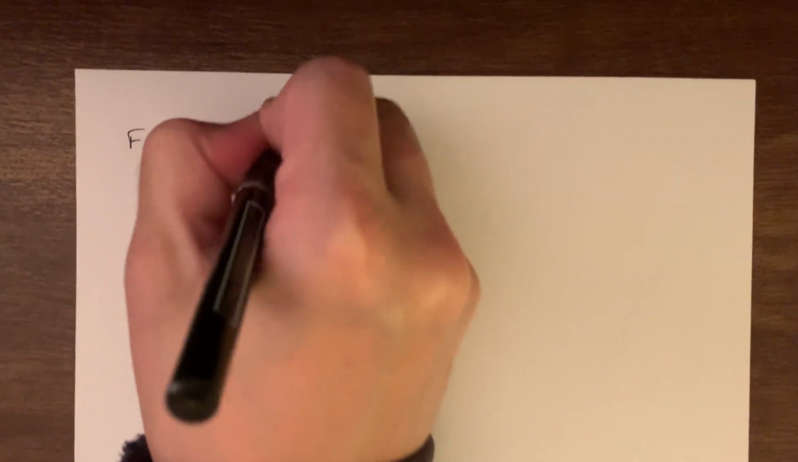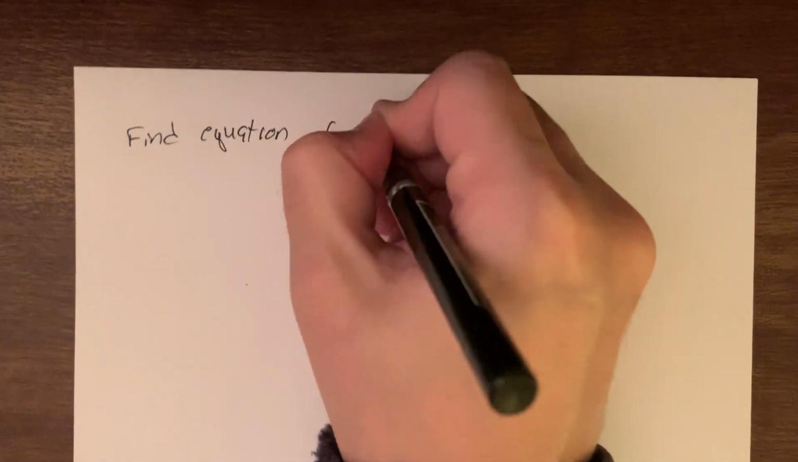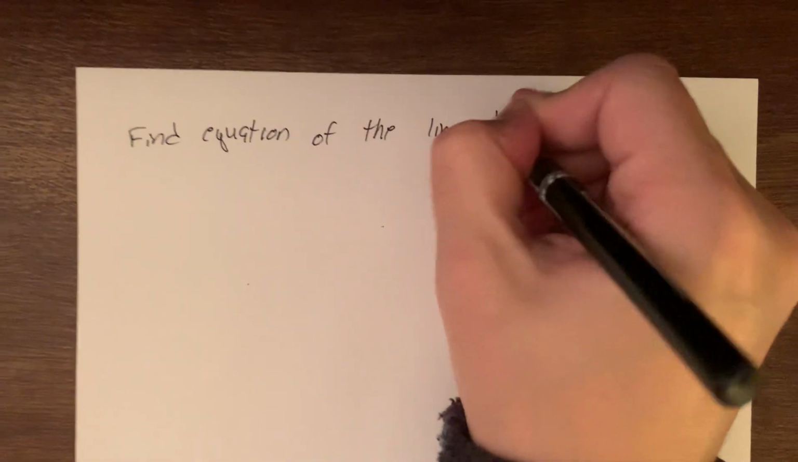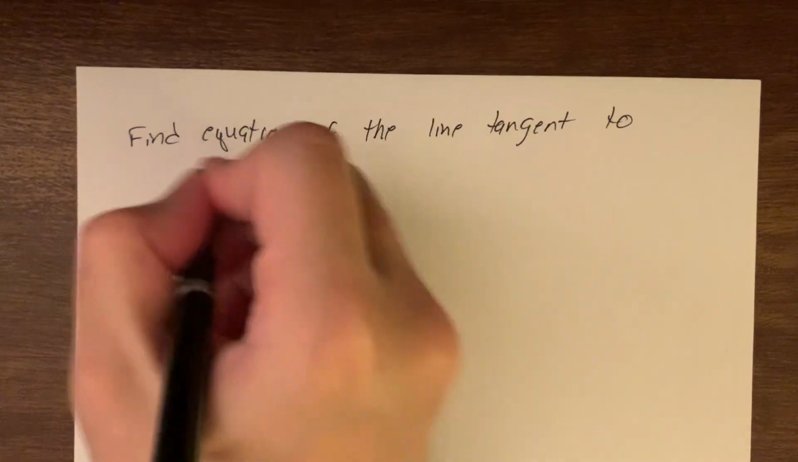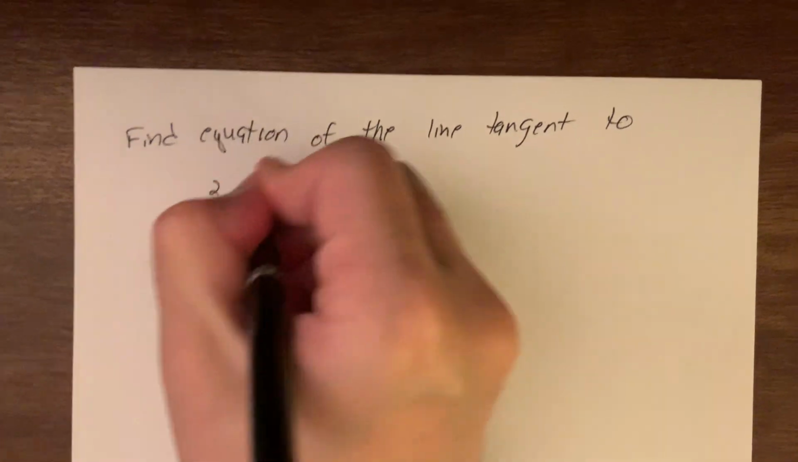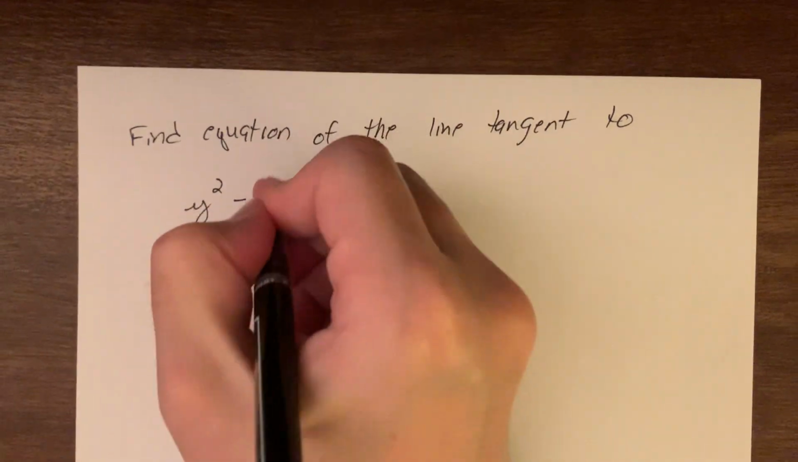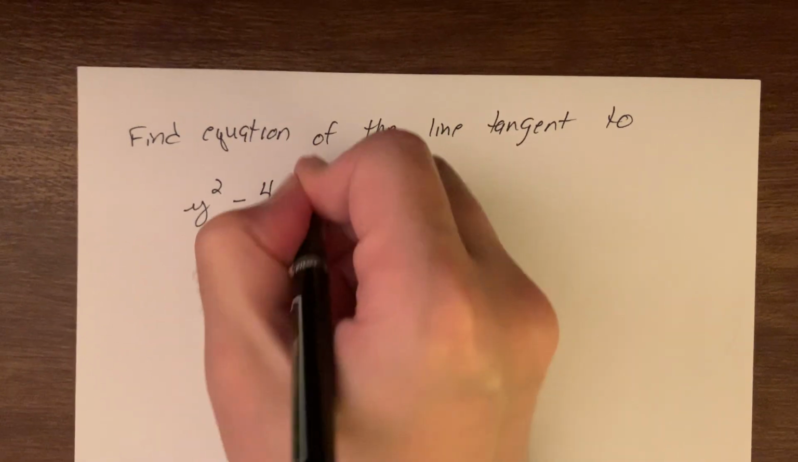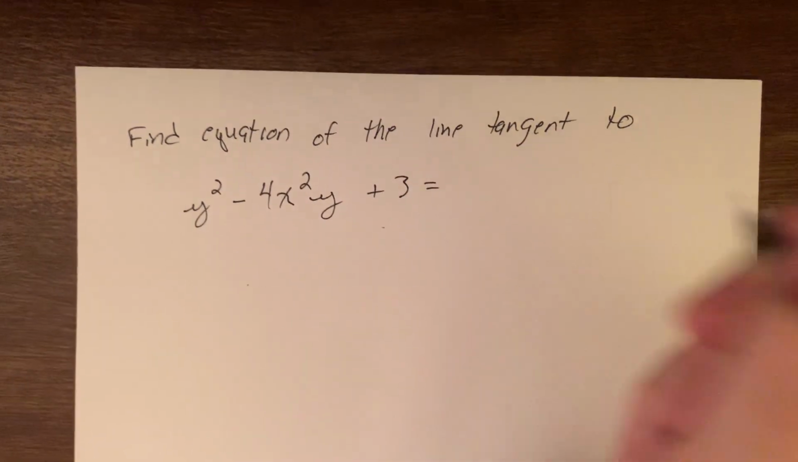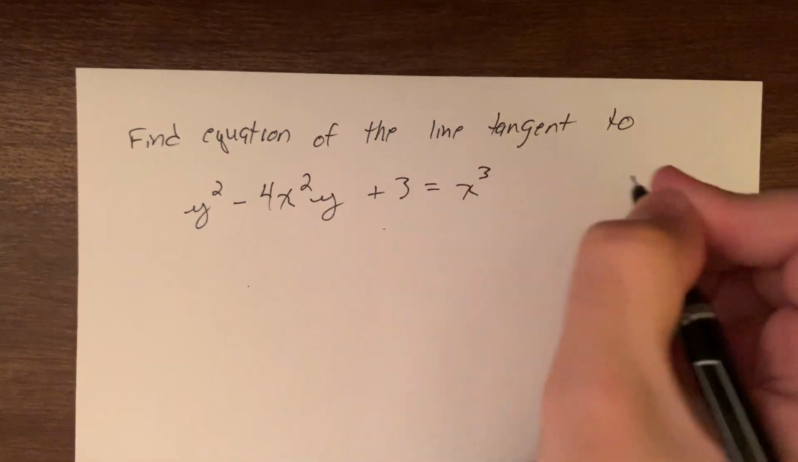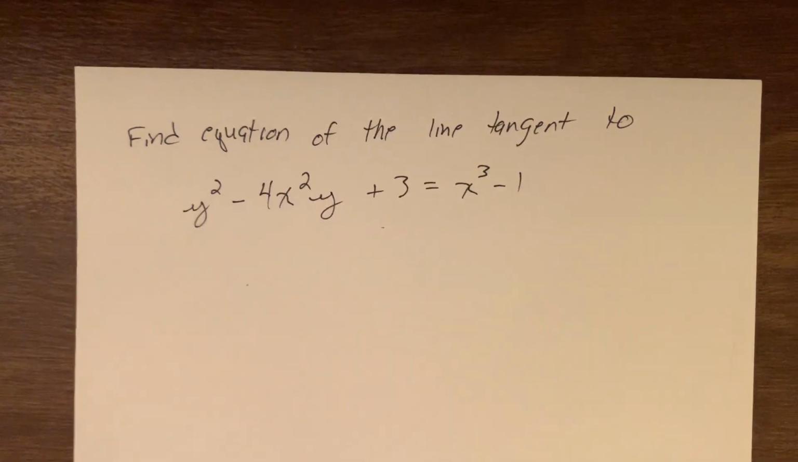Let's find the equation of the line tangent to, let's look at y squared minus 4x squared y plus 3 equals x cubed minus 1.